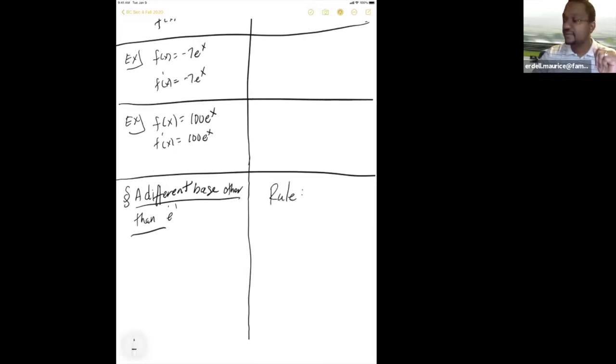If I have a function f of x and the base is not e, then the derivative will be b to the x. See how it starts out the same, just like e to the x? b to the x right here. But then I have to multiply by the natural logarithm of the base. Okay, so it starts out the same, but then I have to multiply by what we call a correcting factor.